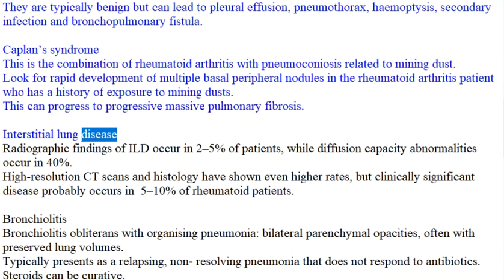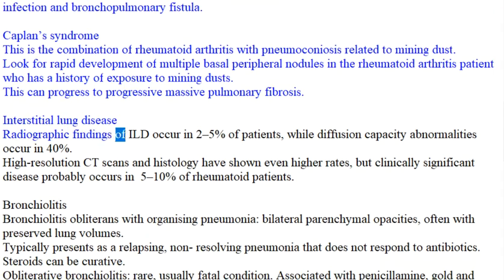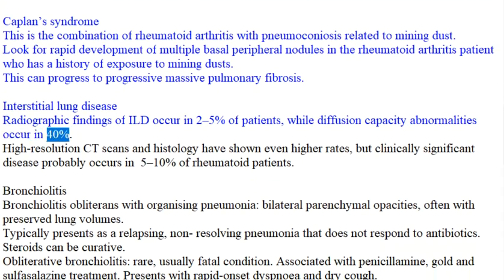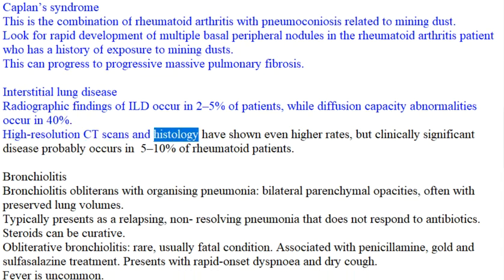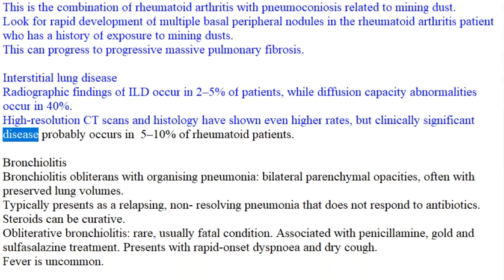Interstitial lung disease. Radiographic findings of ILD occur in 2 to 5% of patients, while diffusion capacity abnormalities occur in 40%. High-resolution CT scans and histology have shown even higher rates, but clinically significant disease probably occurs in 5 to 10% of rheumatoid patients.